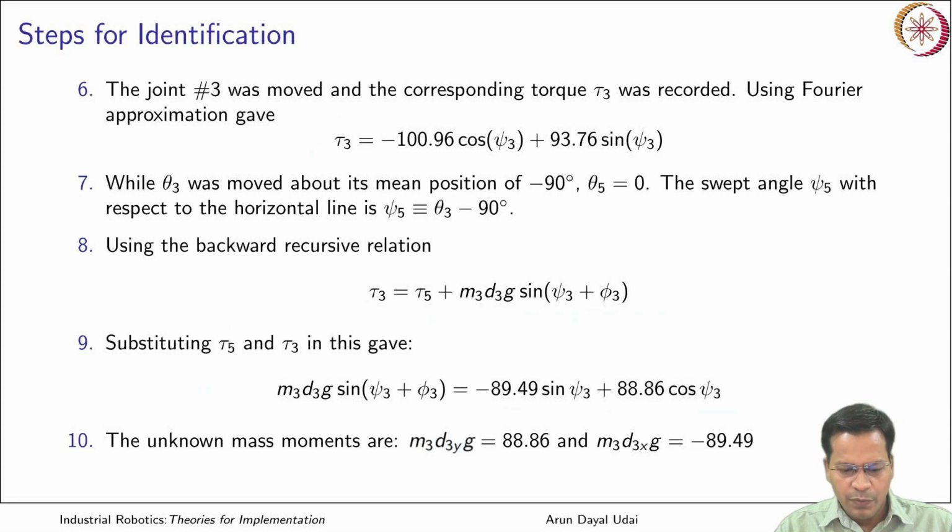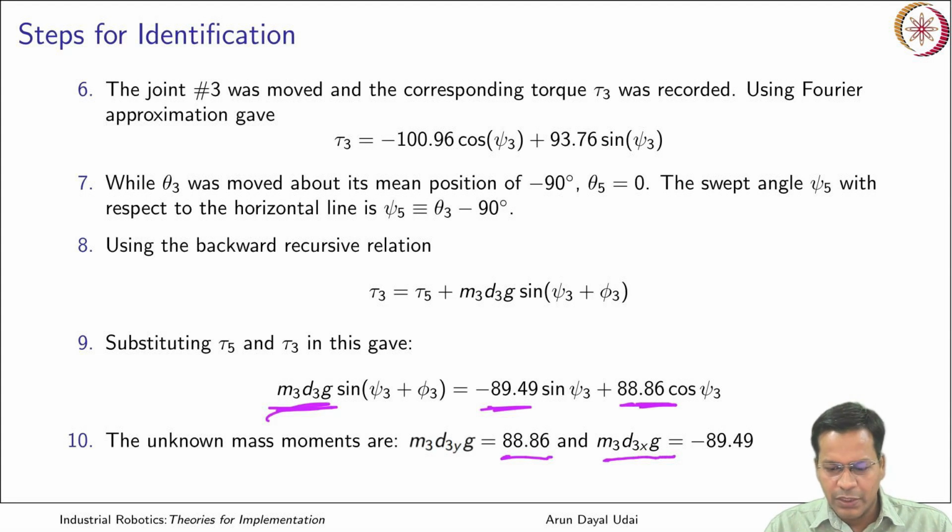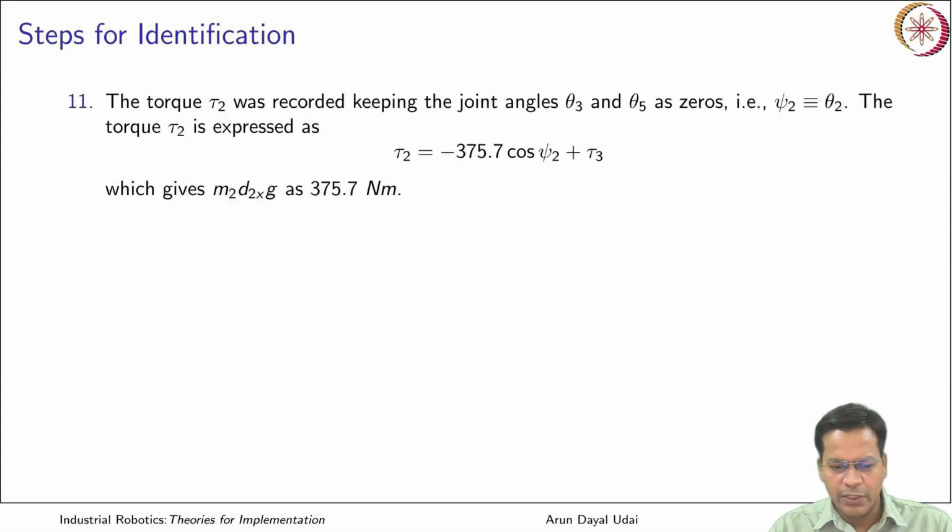Okay. Now the unknown mass moments, in this case I have split once again the way we did it for the fifth one. So this is 88.86 that comes here, and this one should be because of this. Okay, got it? So this is already here. So unknowns are identified once again.